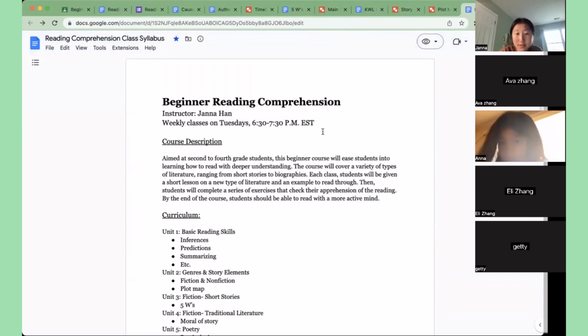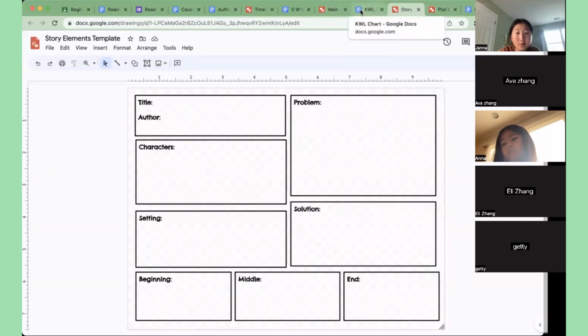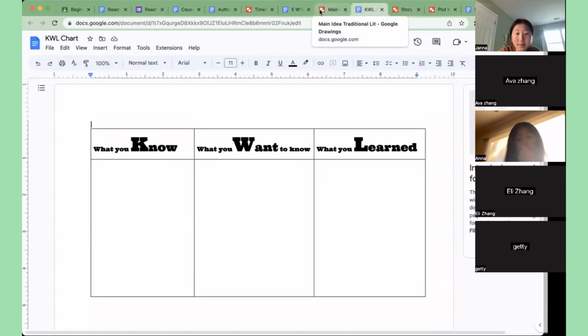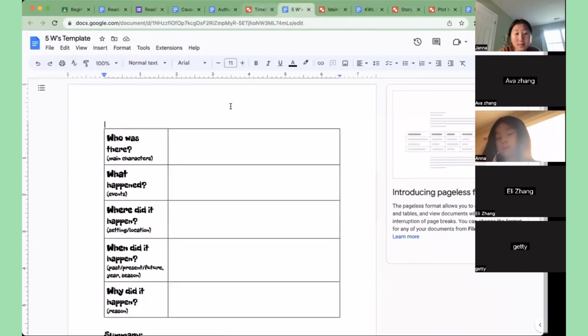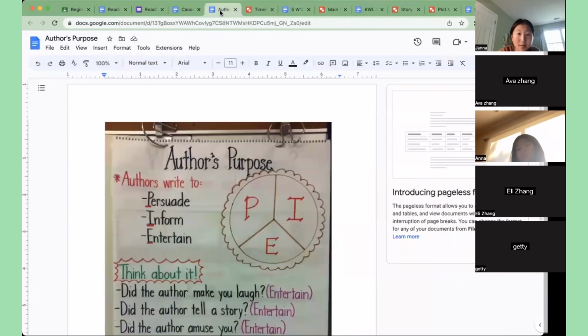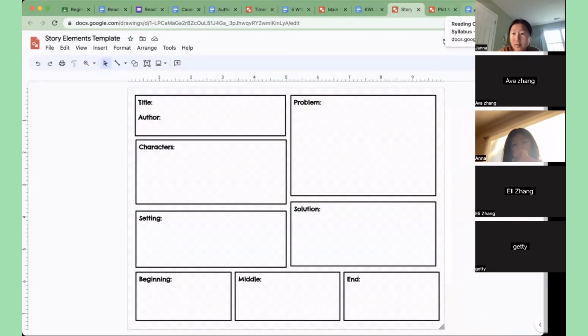Next, I'm going to show you guys just the charts and worksheets and stuff we're going to be doing throughout this class, just to give you a preview. Again, this is just an introductory class since it's the first class. So this is the plot map I was talking about. You guys may have done this in school. We're going to be doing story elements. So fill all these out. KWL charts, so what you know, what you want to know, and what you learned. Main idea, 5 W's, and that's going to help you with the summary. Timelines, author's purpose, cause and effect, and that's all.